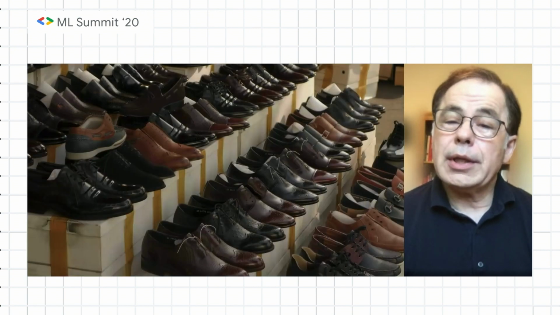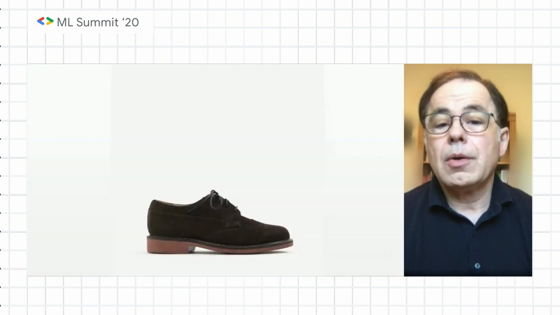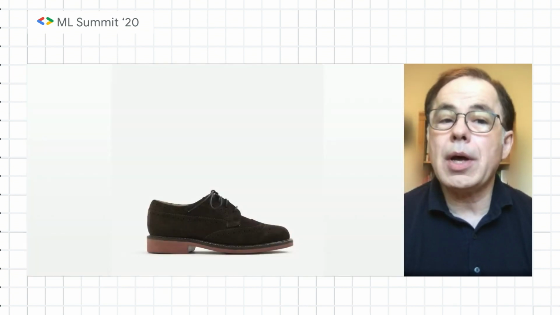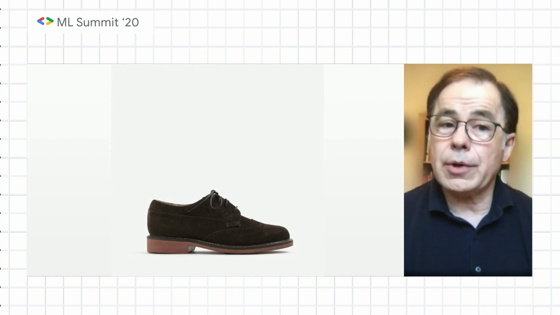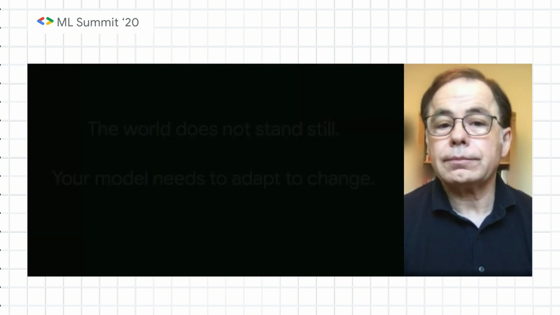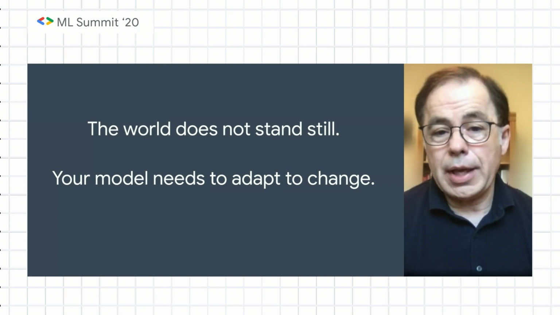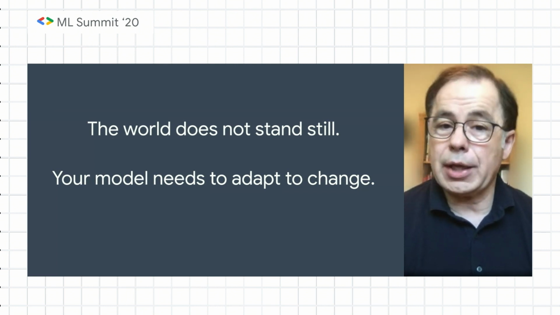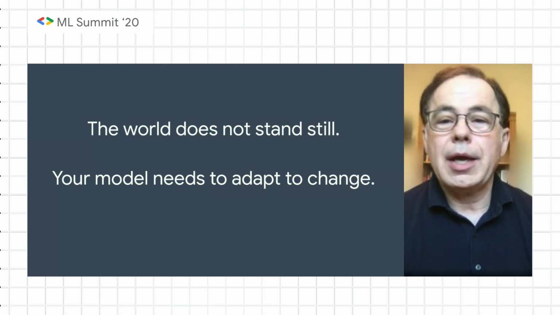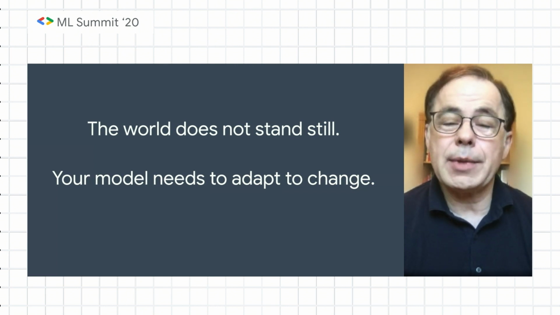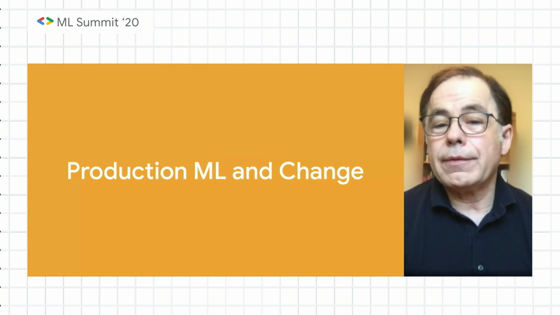Well, unfortunately, there's a pretty good chance you'll find out when you either order way too many shoes or not enough shoes. Remember, we're using this model to predict how much inventory we should order. So when it goes bad, our inventory ordering goes bad. The moral of the story here is that the world does not stand still, and your model needs to adapt to change. This is a big difference between production ML and what you might have done in a research or an academic setting. So production ML and change are very closely tied.